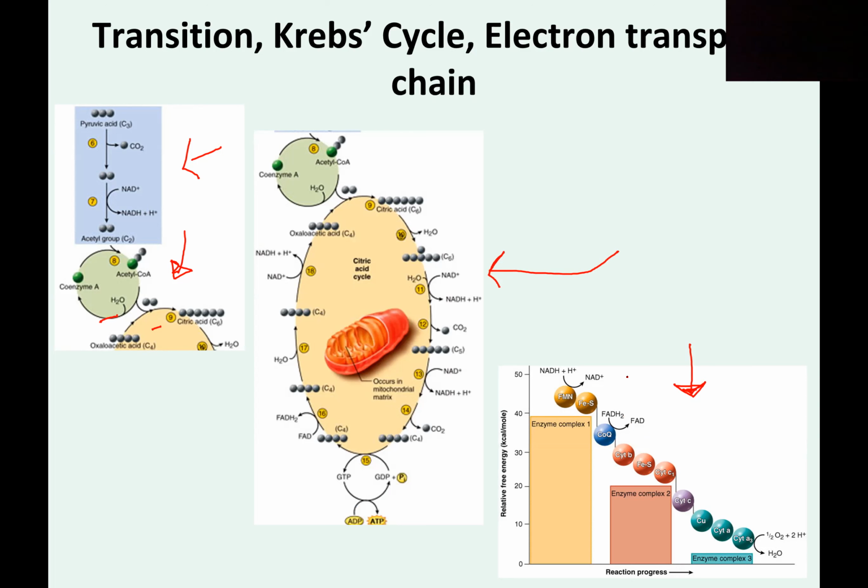Okay, so you have a table. You need to put the following numbers to the left of the table so that you know how many times the reactions occur per glucose. Glycolysis happens once. Transition reaction happens twice. Krebs or citric acid cycle happen twice. The electron transport chain is going to happen 12 times.